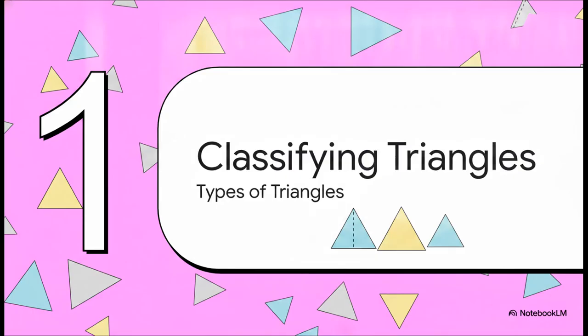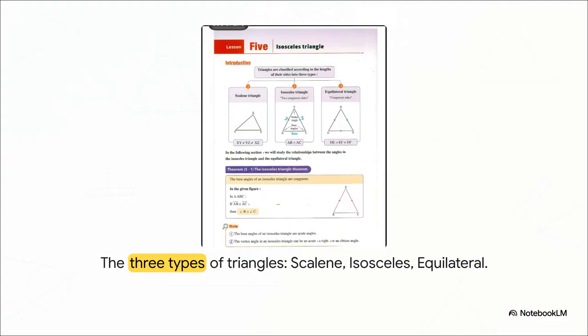All right, section 1, classifying types of triangles. Let's just set a quick baseline for how we categorize these shapes. So triangles are classified by their side lengths into 3 distinct types, which you can easily spot by looking at the little tick marks on their sides. A scalene triangle, 0 matching marks. That means all 3 sides are totally different lengths.